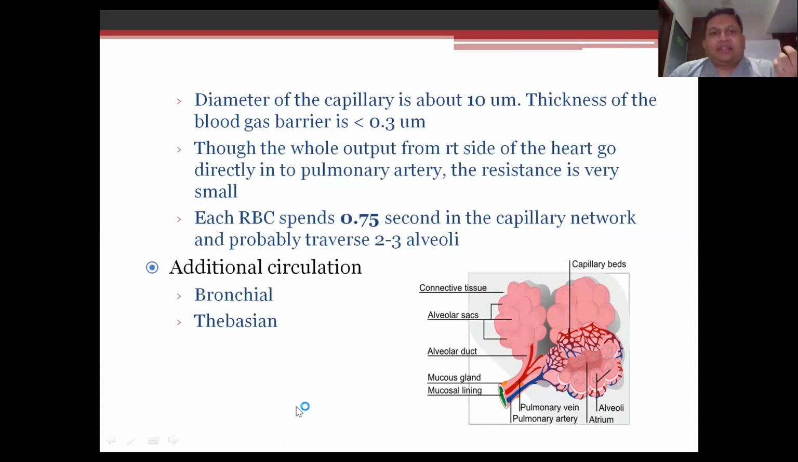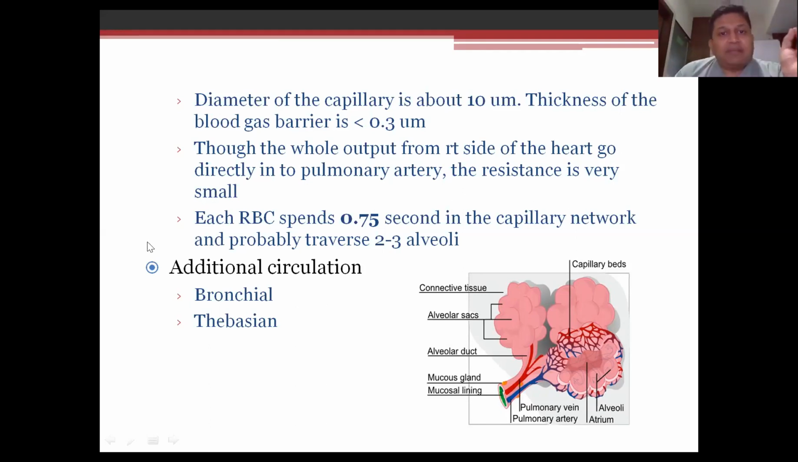Now we think that the whole cardiac output is going into the right ventricle, and from that into the pulmonary artery. And now there are very minute arteries and a capillary network there. So there might be very high pulmonary resistance. But it is not such, because there is so much branching, the resistance divides. So there is very low resistance in the pulmonary circulation.